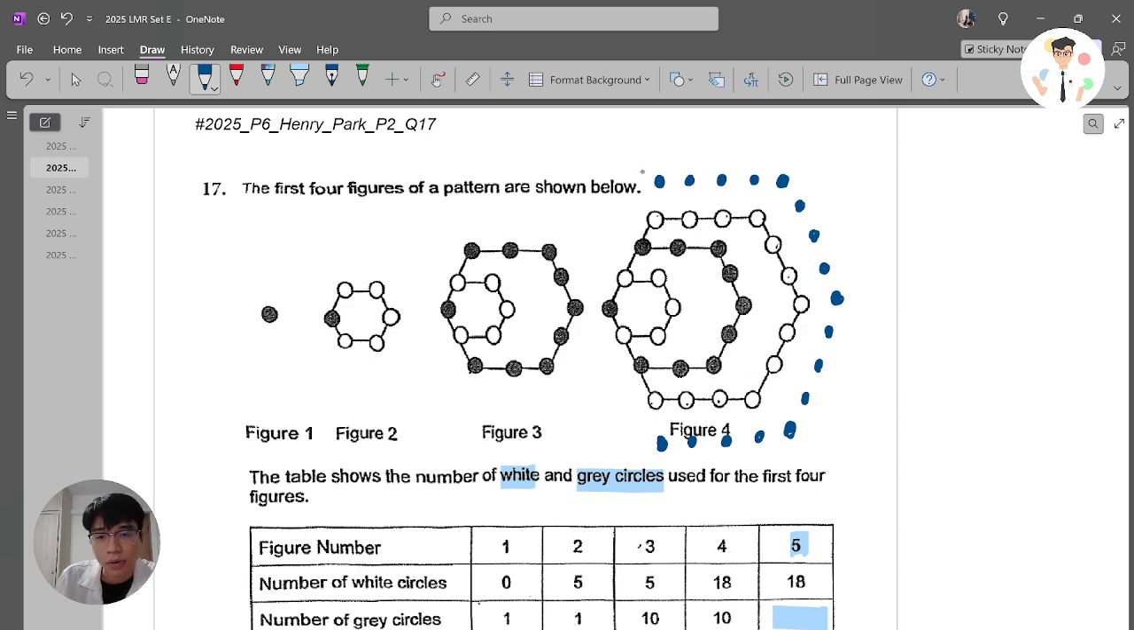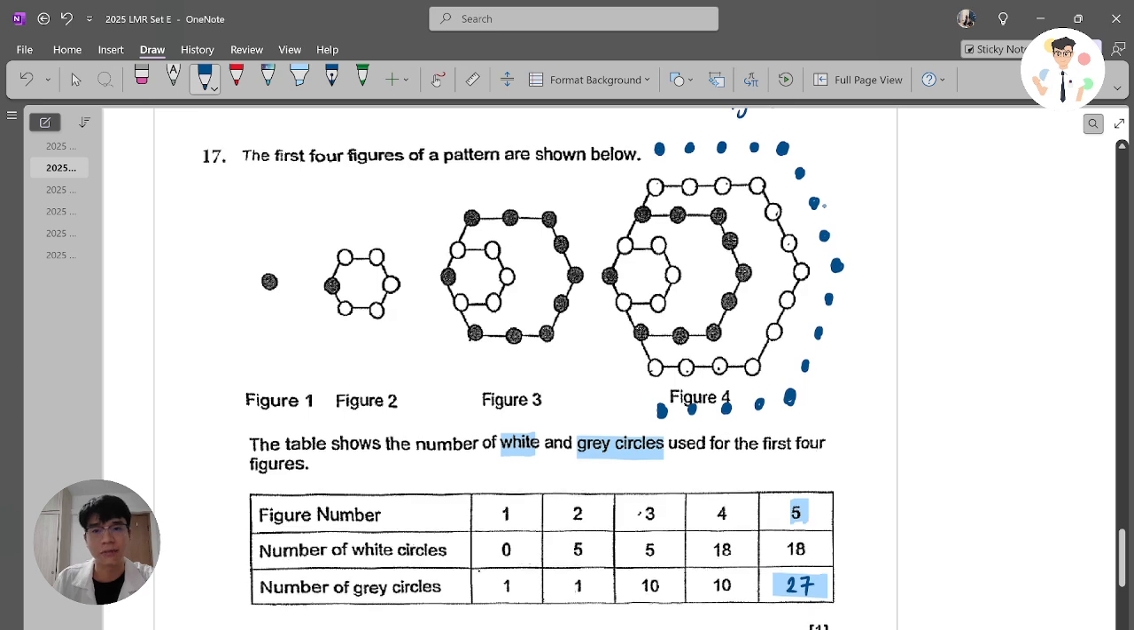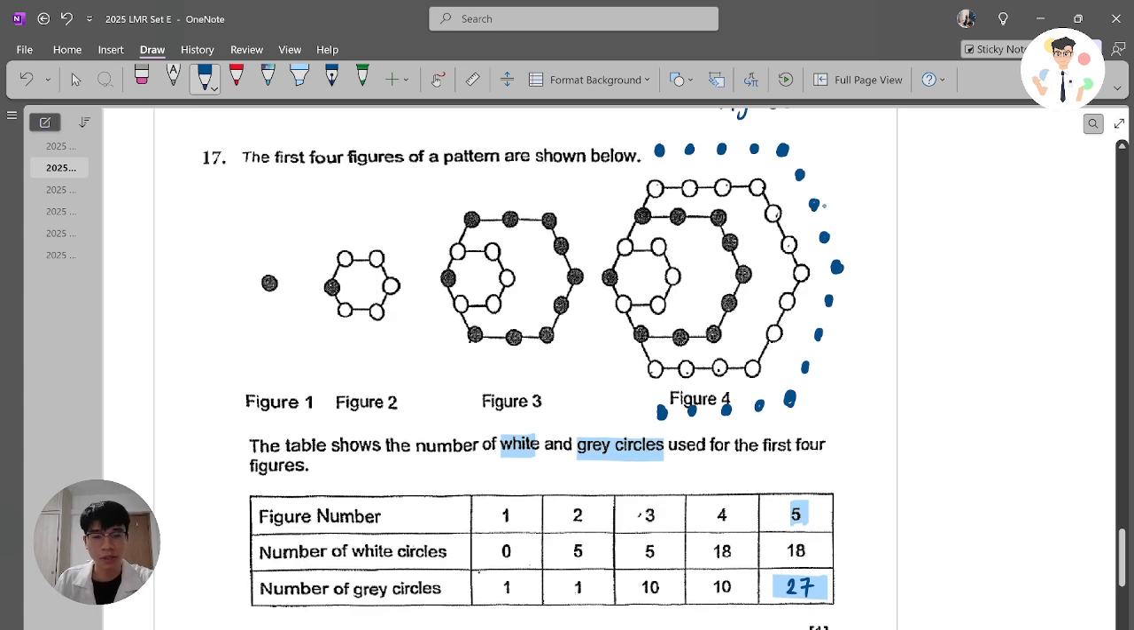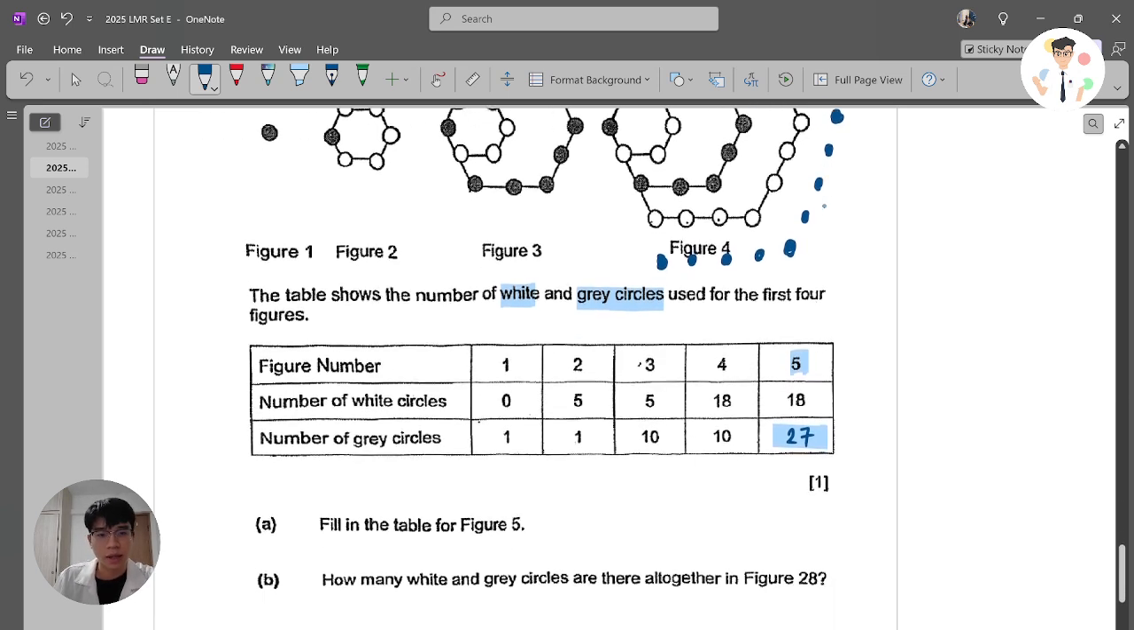So let me just count. 1, 2, 3, 4, 5, 6, 7, 8, 9, 10, 11, 12, 13, 14, 15, 16, 17. So 17 additional dots that I have drawn, and it's adding back on the 10 gray circles that I previously have. So I have 27 in total. Basically here I added in 17 to the previous 10. So I have 27. I think it's kind of simple. Let's move on. Part A done.